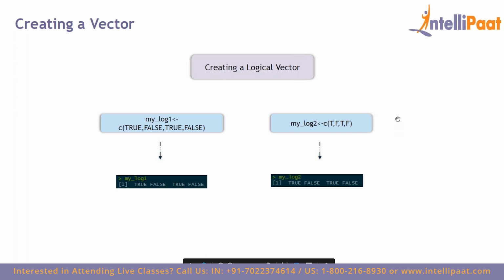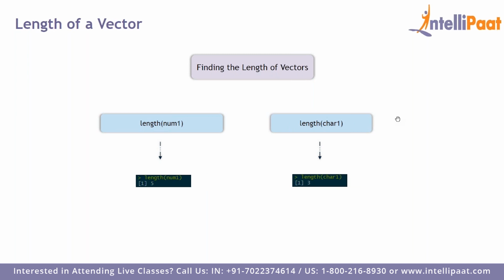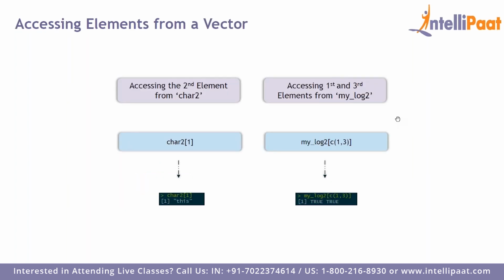So this was a basic data object in R. Moving on. Okay, so you can also find out the length. So if you just say length of the vector name, we'll get the number of elements in the vector. Okay, so few functions you can try yourself. They're pretty straightforward. Accessing the elements of a vector.